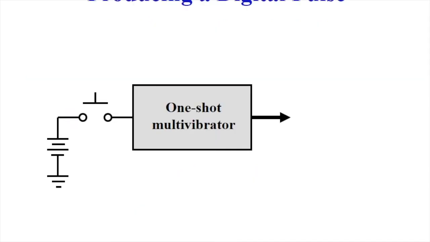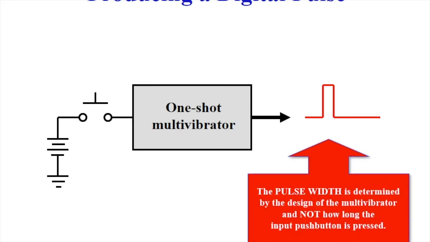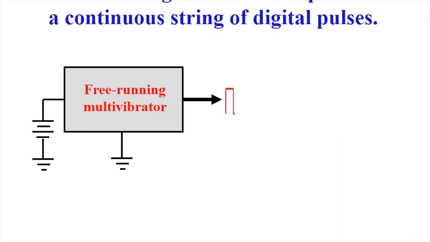Now here's a one-shot multivibrator. Here's a free running multivibrator. Generally it can be a clock. We call it a clock, but it doesn't have to be a clock, depending on how it's configured and how it's designed, whether it does that or not.